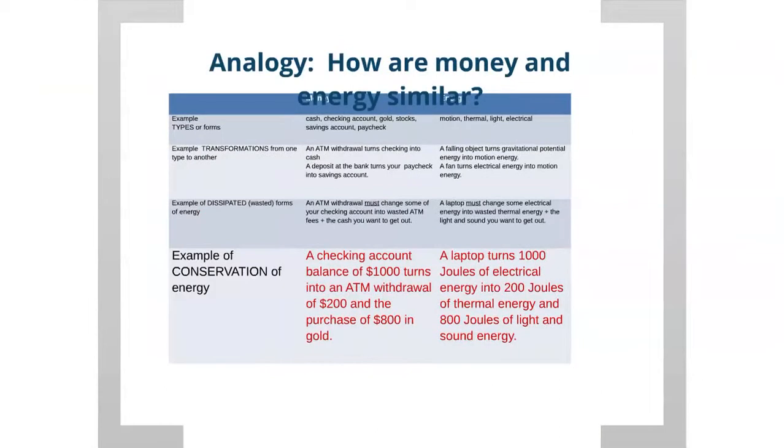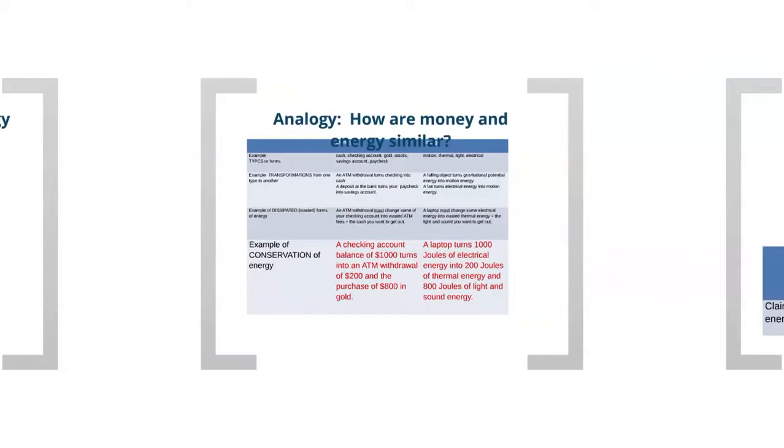And then lastly, energy is always conserved. So if you had $1,000 in your checking account, you wanted to take out $997, that $3 ATM fee will get you. That would still add up to $1,000. Or you could take your $1,000 and go to an ATM without a charge and take out $200 and maybe purchase $800 worth of gold, and that would all still add up. So your laptop takes 1,000 joules of electrical energy. 200 of that becomes that wasted thermal energy, but then you get 800 joules for the light and sound that you wanted.